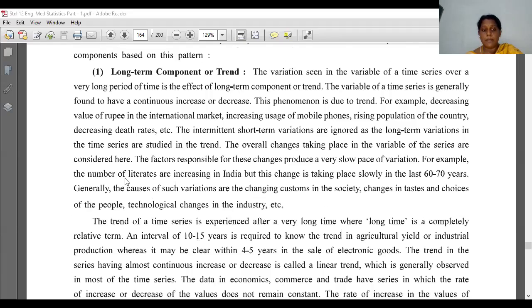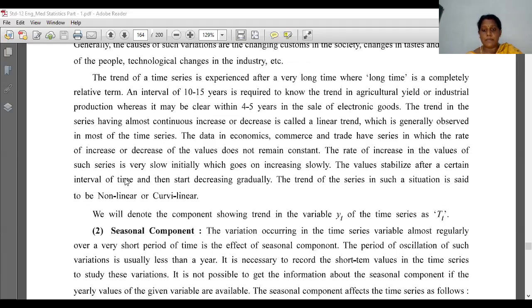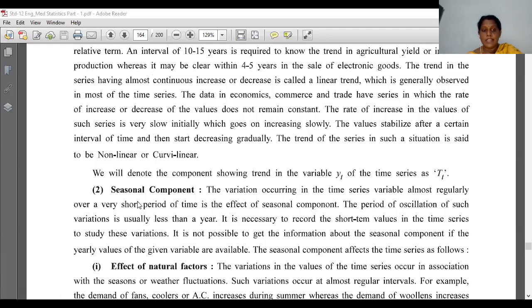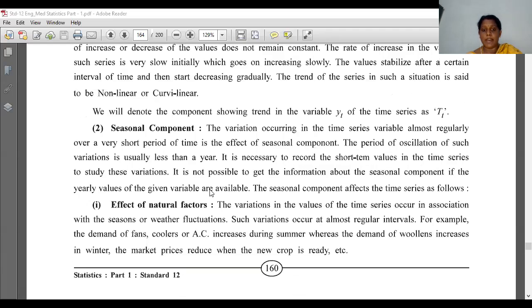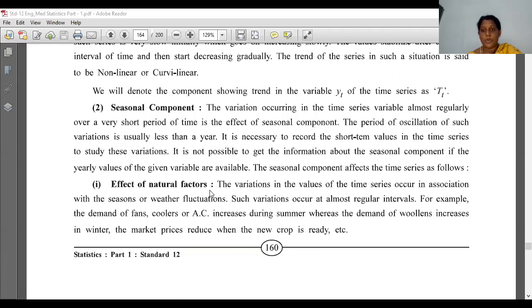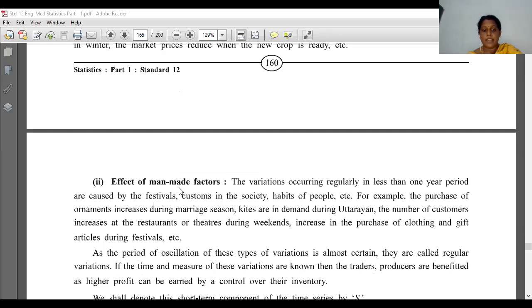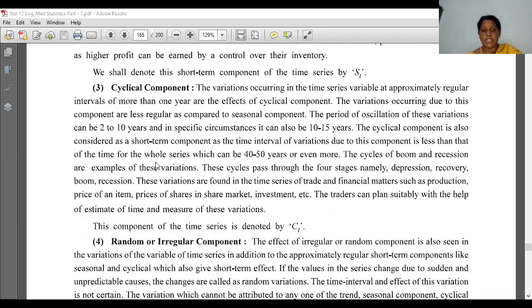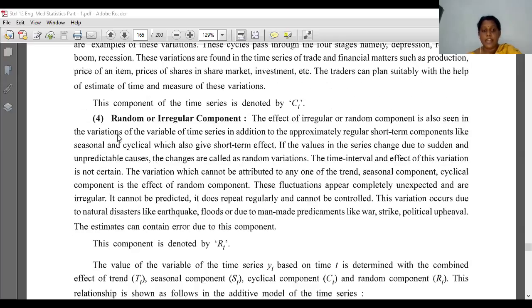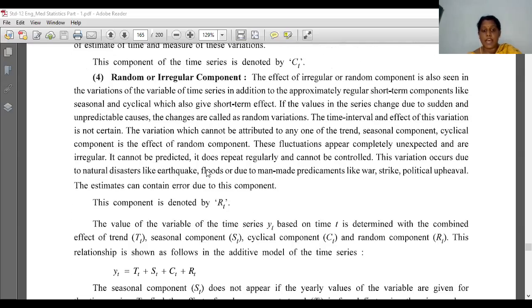Long-term component or trend, denoted by T(t). Then comes the seasonal component, denoted by S(t). Then comes the effect of natural factors, then the effect of man-made factors. Then is the cyclical component, C(t), and the random or irregular component, that is R(t).